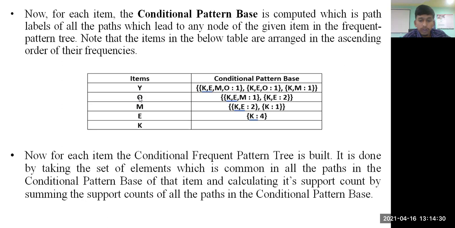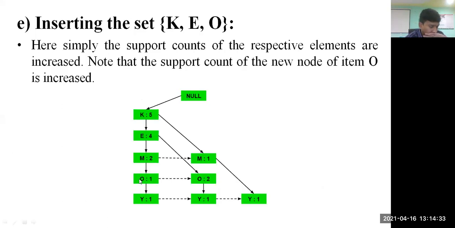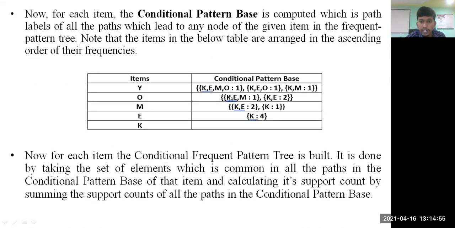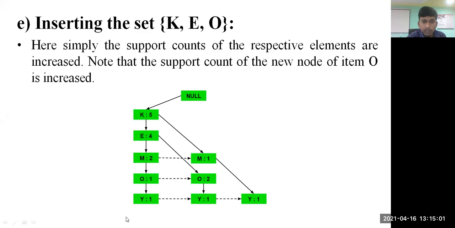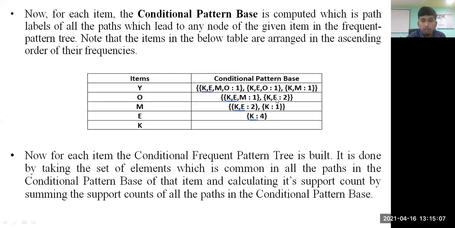Next, I'll go for the next element O. If I look into O, I have two branches. The first branch is KEM, so the KEM value will be equal to 1 because O is equal to 1 here. Next, the second branch of O is KE, but the value will be equal to 2. So for O, I have two branches: KEM with value 1, and KE with value 2, because the value of O for K is equal to 2.